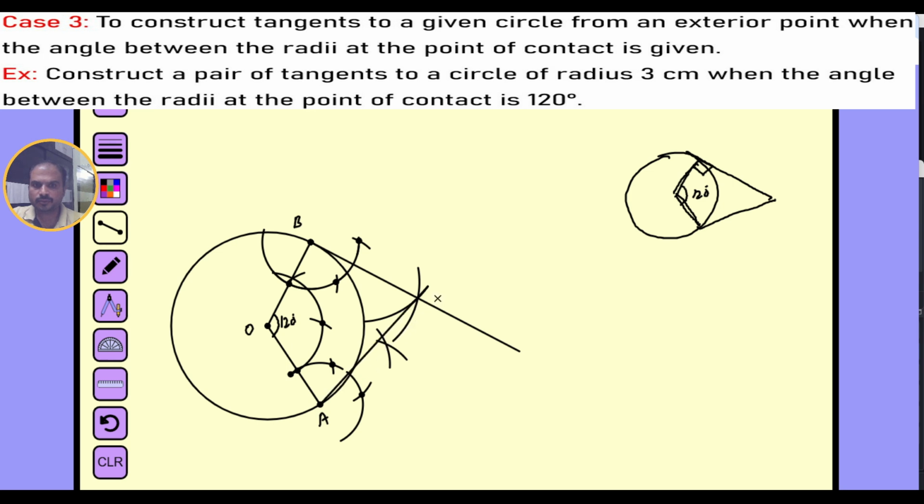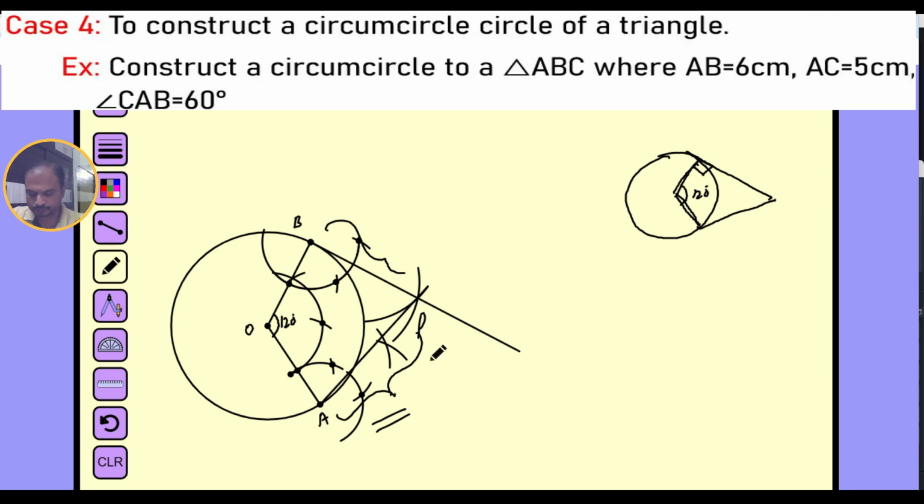Okay, if you observe these two tangents, they are meeting at a point. This is the required point. I call it P. So this is one tangent, this is another tangent. Concentrate on the methods, children. To be very careful, you need to concentrate on the method. Clear? Now let us go to case number 4.